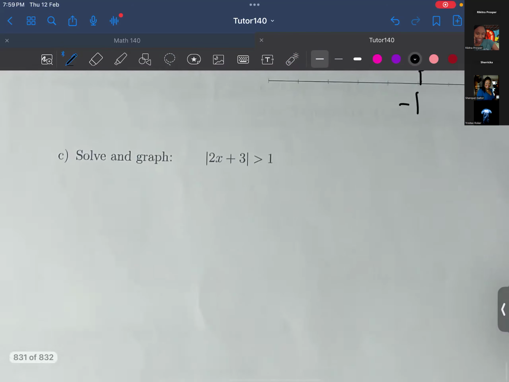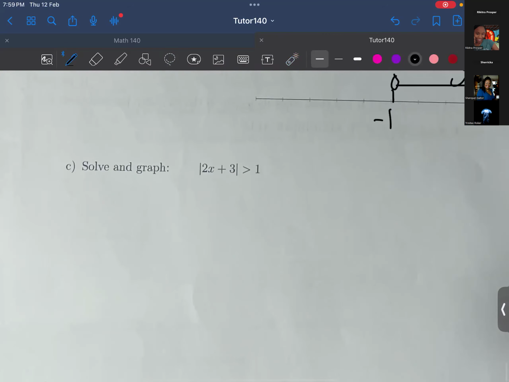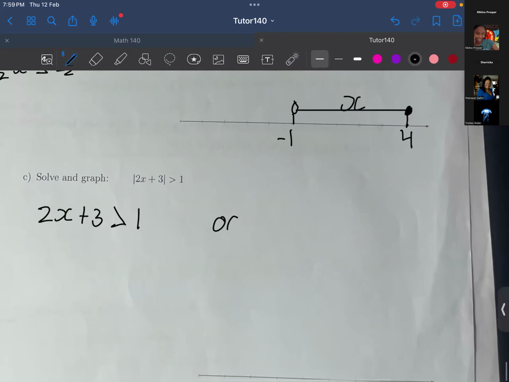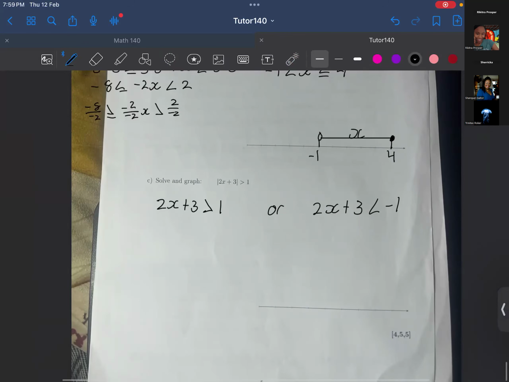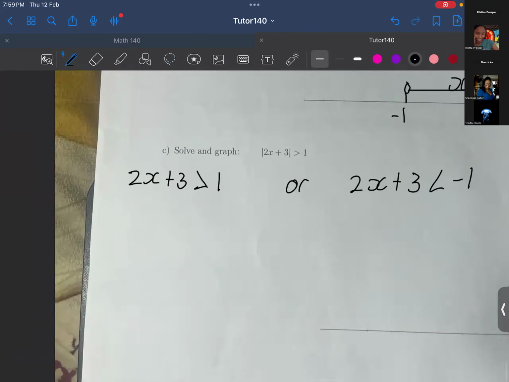Now this is an OR problem, so you know it because you see this absolute value here and the sign going this way, so you know that's an OR problem. So 2x plus 3 is greater than 1, or 2x plus 3 is less than negative 1. So those are your two answers when it comes to that. And then you're going to solve for x.